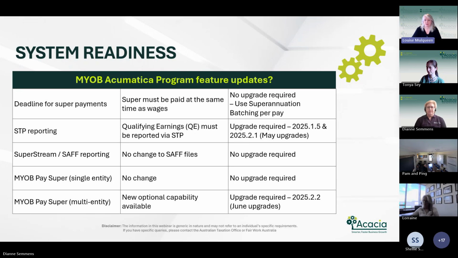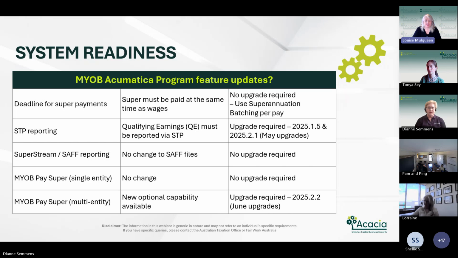For the STP reporting changes, which for the ATO basically means the qualified earnings needs to be part of the STP file that they're sending, it's basically something you don't really see per se. You will need to be upgraded to 25.1.5 or 25.2.1, which are the April-May upgrades. Some of those already have occurred. And then the next step is for the SuperStream, the SAF reporting. There are no changes to the SAF format or the SuperStream format, so once again, there's no upgrade required for that. So far, the only upgrade you require is just for the STP reporting side of it.